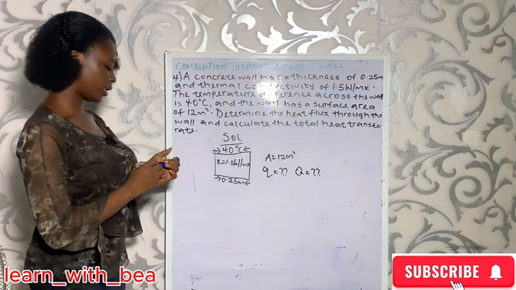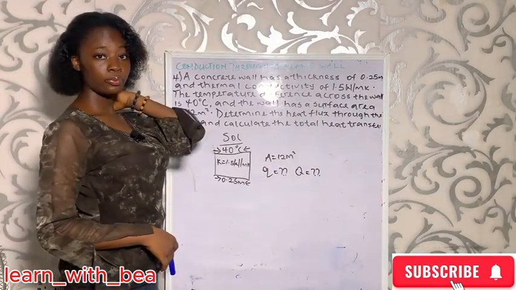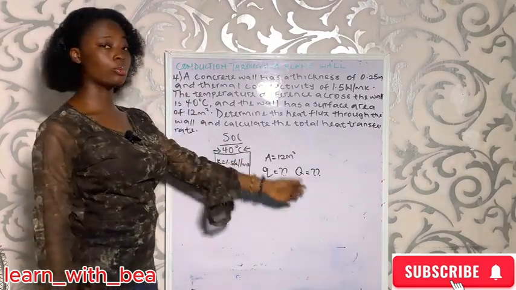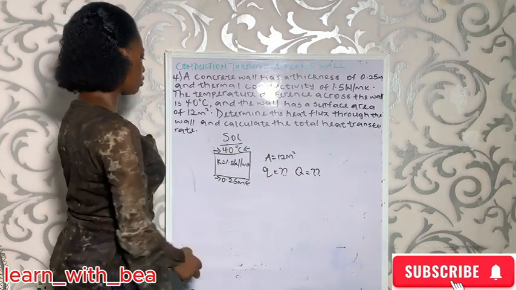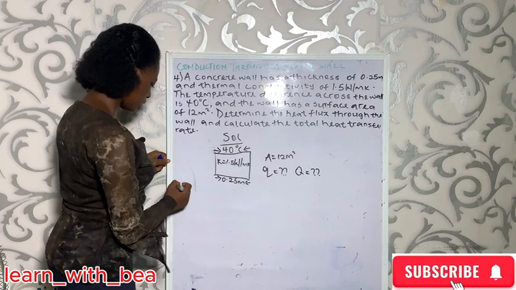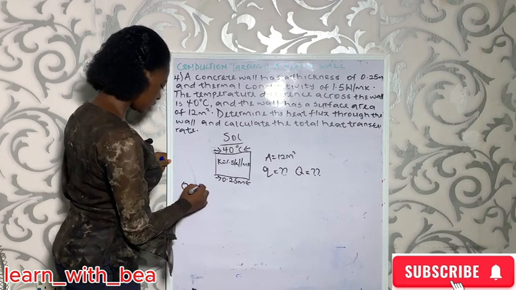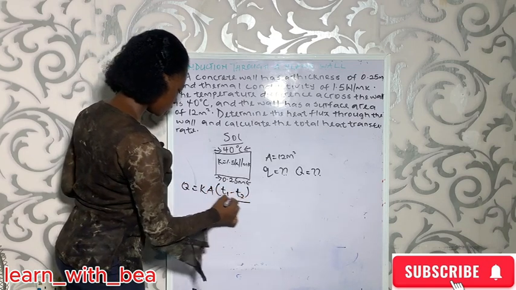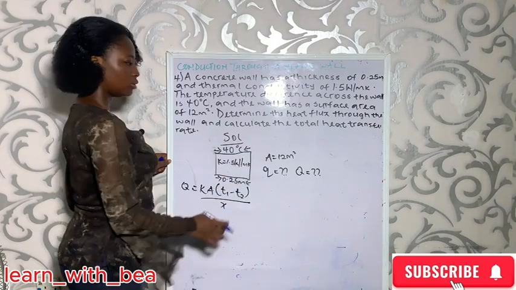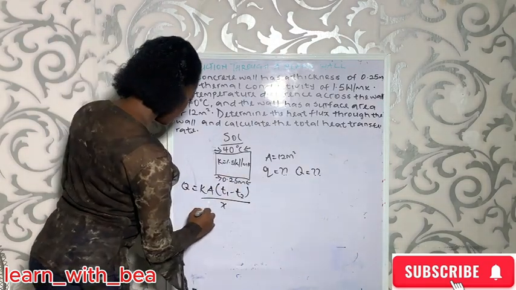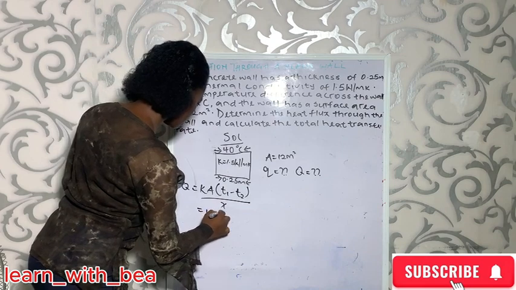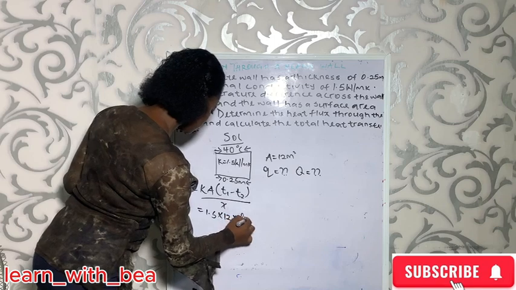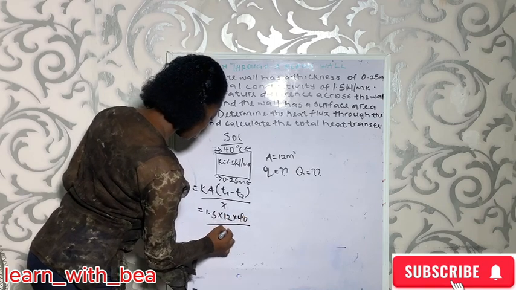If you can remember, our heat flux is the rate of flow per unit area. So that means we have to know our rate of flow. We have our area and we have to know our rate of flow. It's also the total heat transfer rate. So our Q is kA (T1 minus T2) divided by X. This is our temperature difference. So what's our k? 1.5. What's area? 12. And what's our temperature difference? 40, divided by what's X? 0.25.